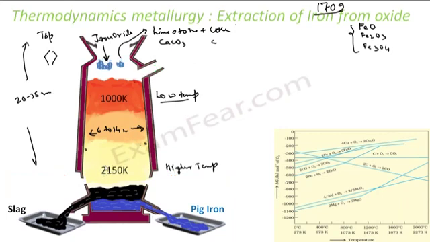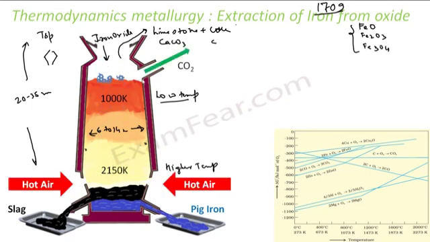Iron oxides and calcium carbonate, that is limestone, and coke are fed from the top. It goes down and somewhere it gets dissolved, and from the left and right hot air is pumped in. What you get as output is carbon dioxide gas. Carbon dioxide gas is actually waste, so that goes to the atmosphere. This is the typical working of the blast furnace.